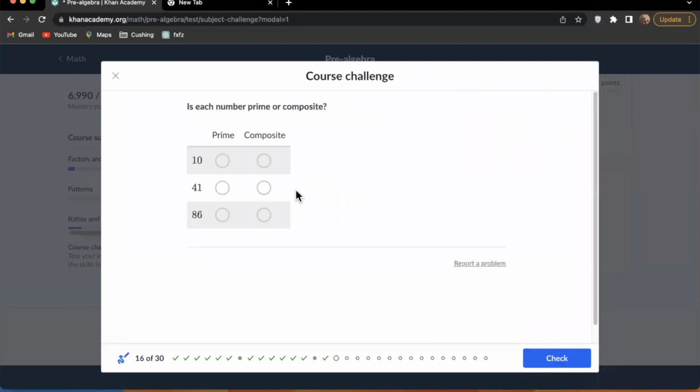Is each number prime or composite? Are there factors that will get you to 10? Yes. So I'm going to say that's composite because you can do 5 and 2. 41. There are no two numbers you can multiply to get 41 other than 41 and 1. 86. There are factors of 86, like 43 times 2 will work. If the only way to get there is the number times itself, that would make it prime.